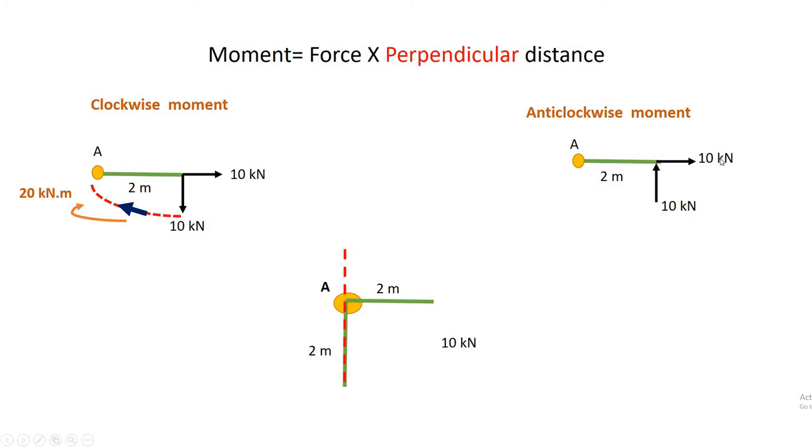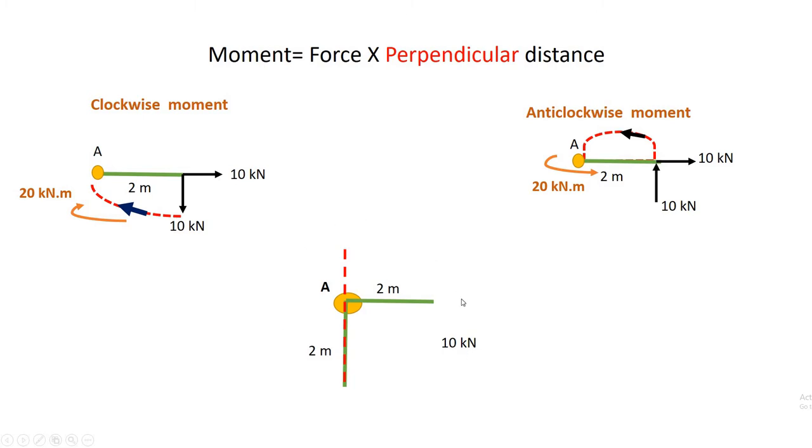Now consider this figure. Do we have any moment from this 10 kilonewton? No, because it is passing through A point only, right? So no distance, no perpendicular distance. Now moment of this other 10 kilonewton. To determine nature, go from the end towards the arrow direction, then move like this. What about the nature of moment? Nature of moment is anti-clockwise. And what about the magnitude? Magnitude is 10 into 2, 20 kilonewton into meter in anti-clockwise direction.